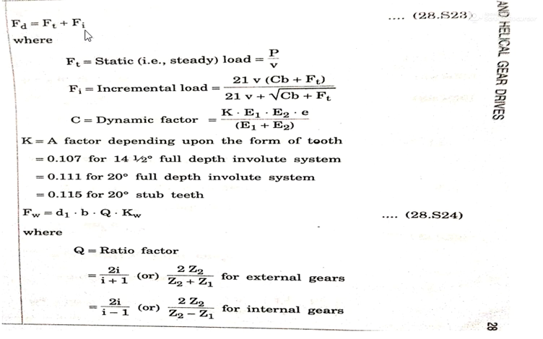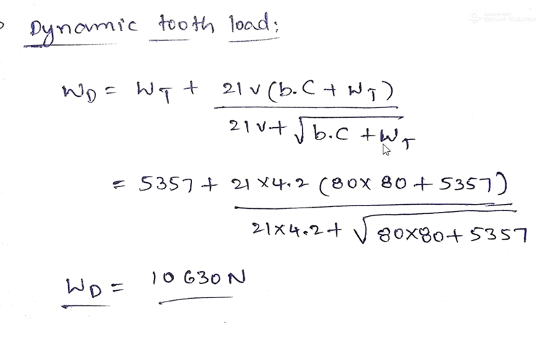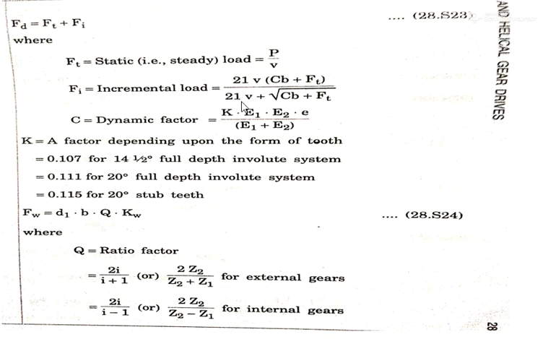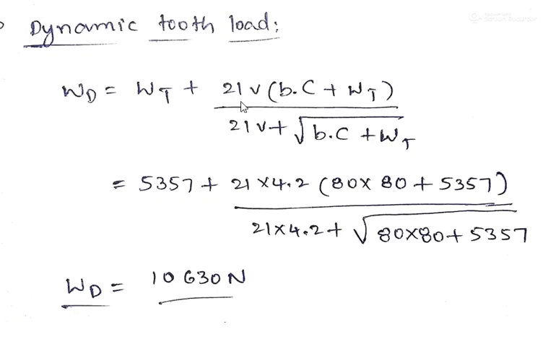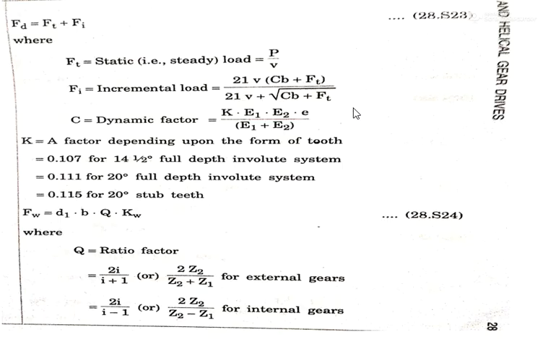So WD is Ft plus Fi. Here the second term is nothing but the incremental load, that is Fi or Wi. He is taking Fi here, and Fi is given as 21V (BC plus WT) over 21V plus the square root of BC plus WT. Here also it is the same, with Ft in the place of WT. So the formula is the same, and the C value is directly given in the data book. Otherwise, E1 is the Young's modulus of the pinion and E2 the Young's modulus of the gear, and those values you can find from the tables in the data book. So these dynamic and static load formulas you can find from the data book. Just refer to the data book.